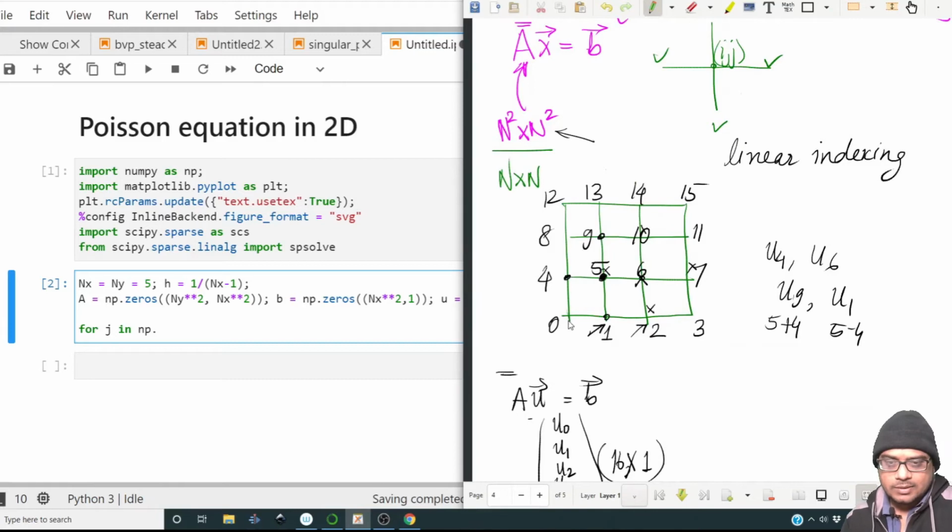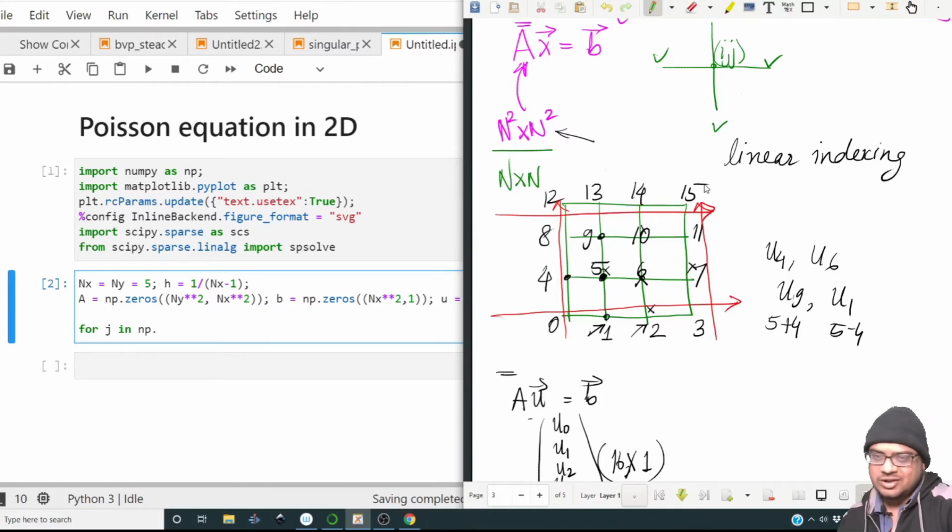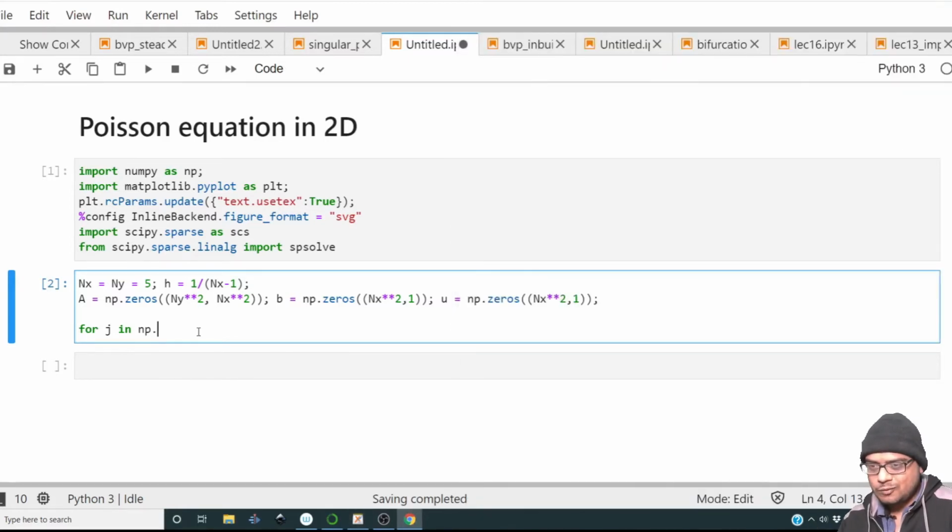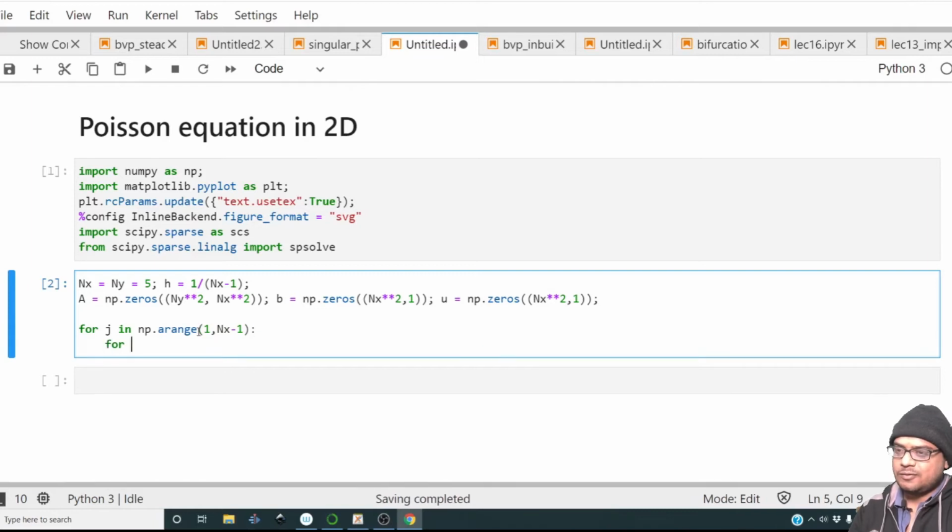So i equal to 0 corresponds to this, i equal to n minus 1 corresponds to this, j equal to 0 corresponds to this, j equal to n minus 1 corresponds to this. So what we can do initially is disregard all those boundary points. So we can simply do a loop over the inner points. So for j in np dot arange 1 to ny minus 1, for i in np dot arange 1 to nx minus 1.